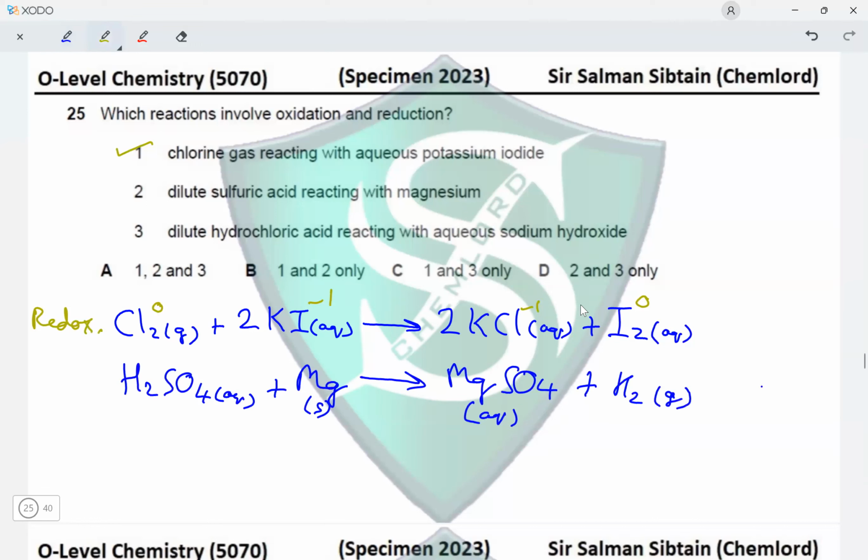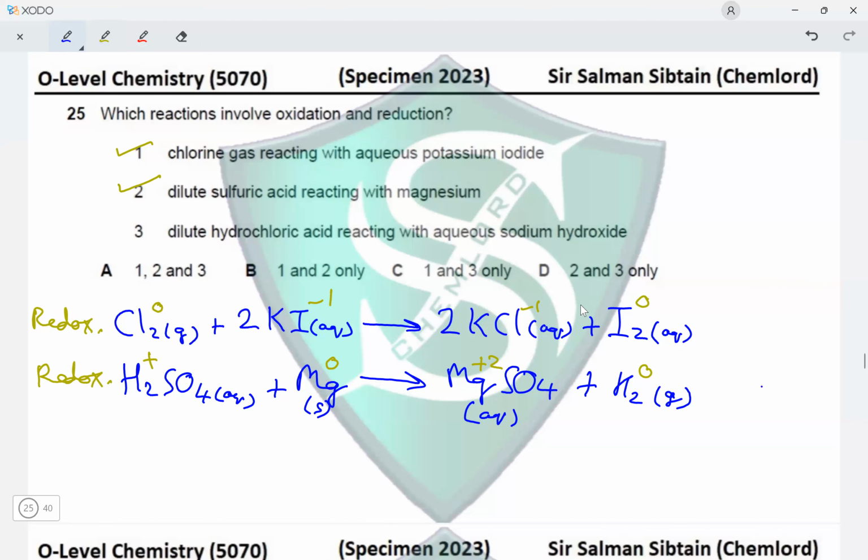So in this case, we have magnesium with a charge of 0 being converted into magnesium sulfate, in which the magnesium ions have a charge of +2. So magnesium is being oxidized, whereas in sulfuric acid, hydrogen ions have a charge of +1 and they are being converted into hydrogen gas which has a charge of 0. So +1 to 0 is reduction, which means reaction 2 is also a redox reaction as asked in the question. Moving on to the third option, dilute HCl reacting with aqueous sodium hydroxide.